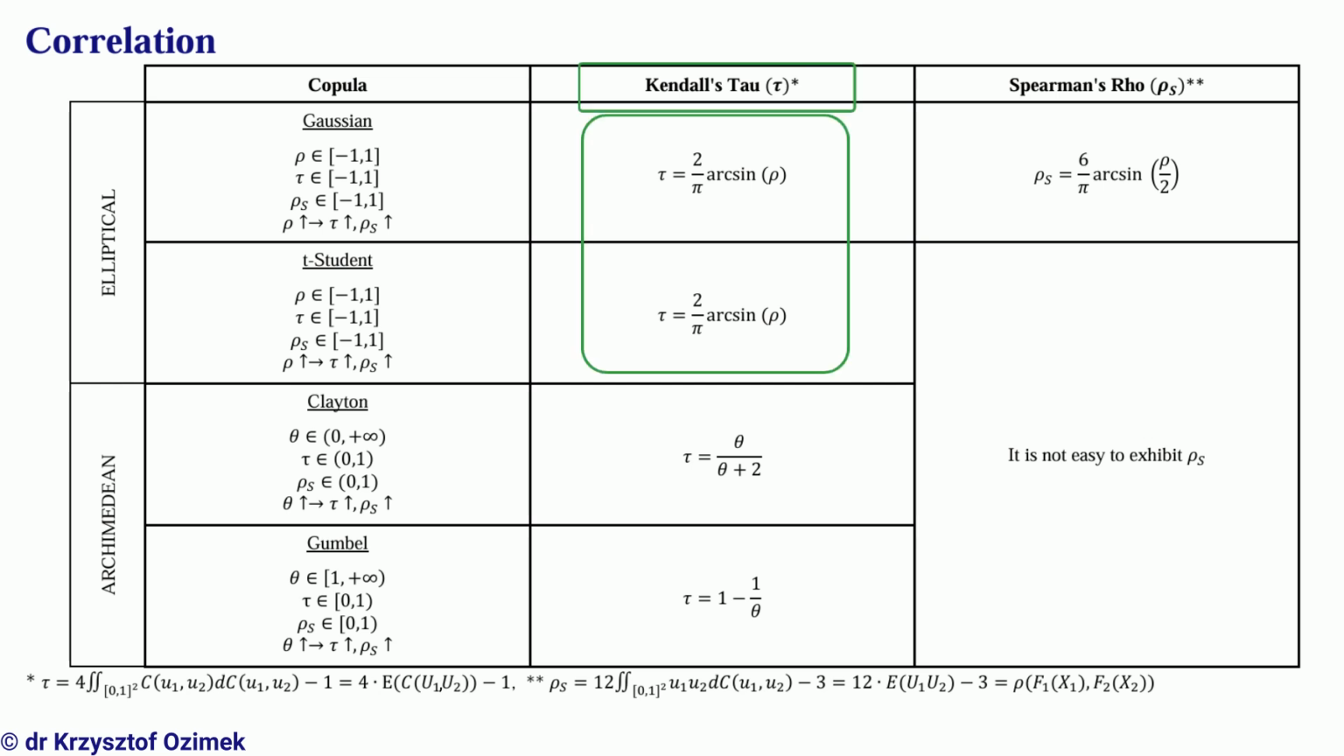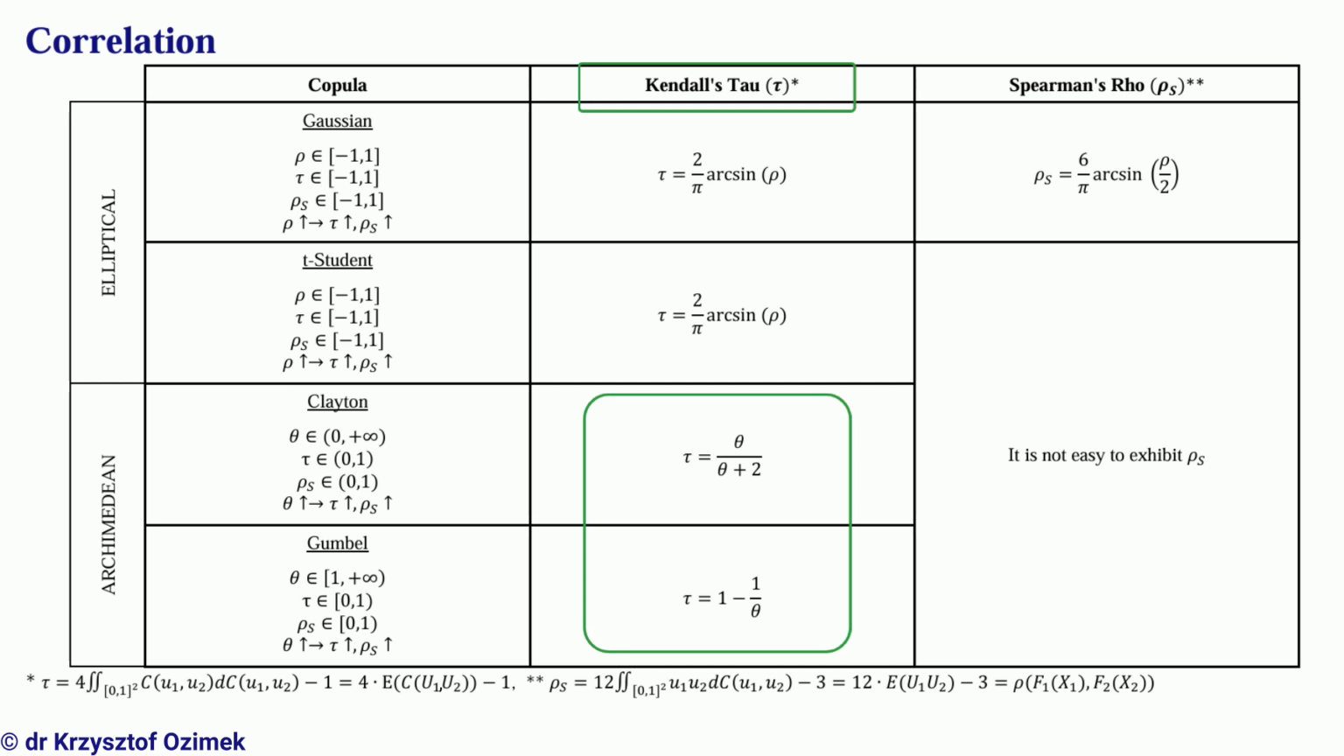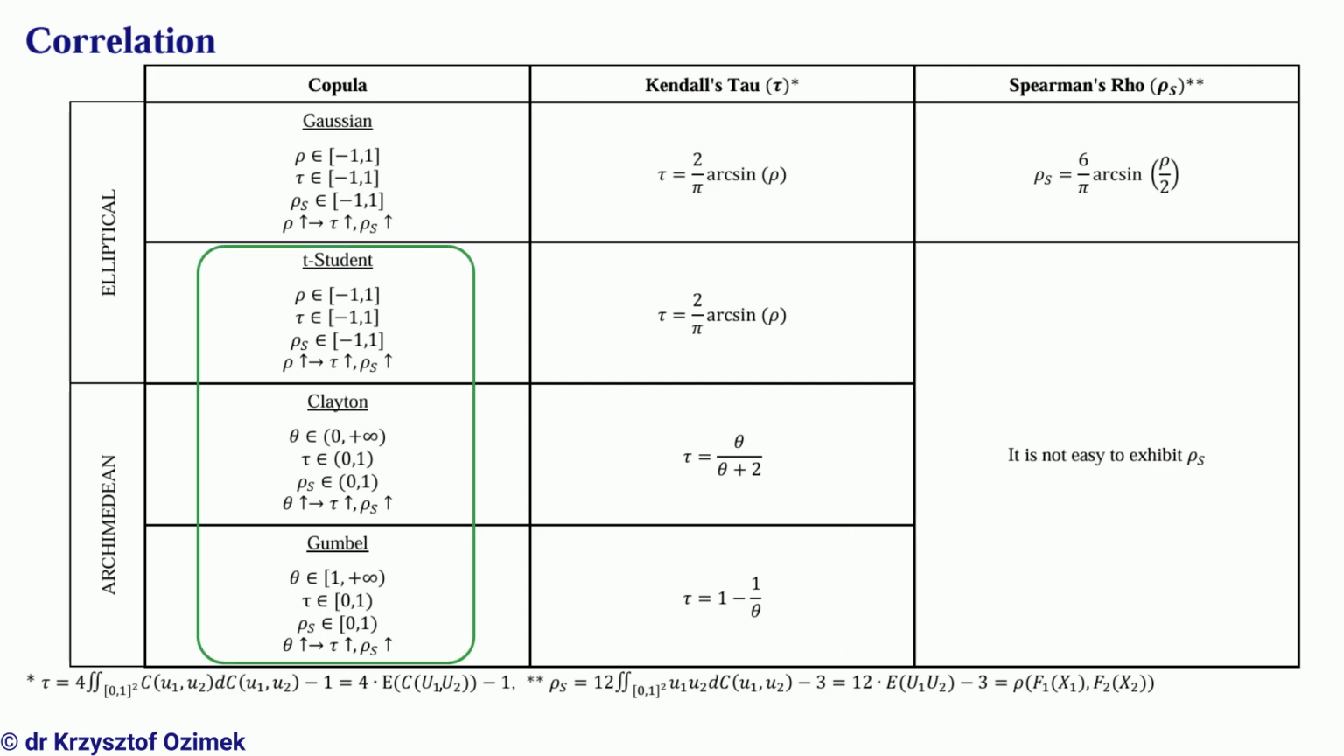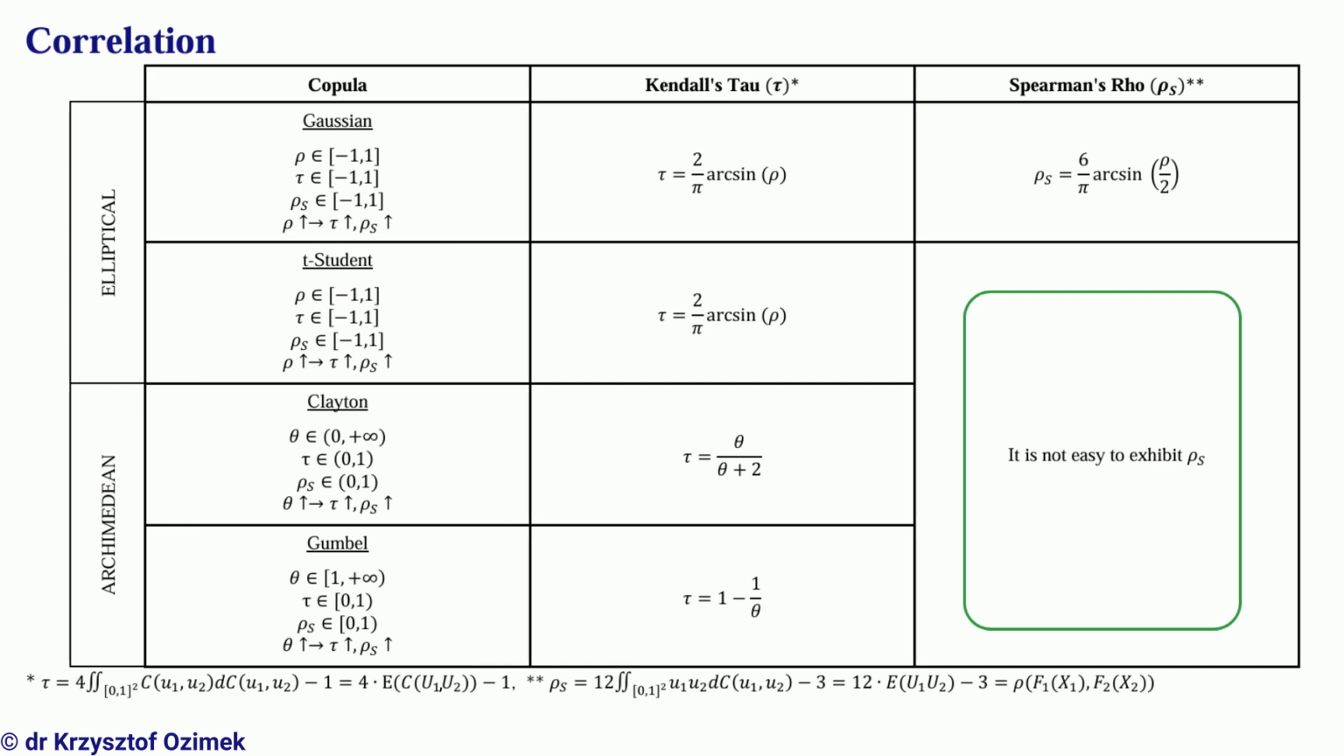In the first two rows, we see how tau depends on rho, which is characteristic of elliptical copulas. Meanwhile, in the last two rows, we observe how tau depends on the theta parameter, which is characteristic of the Clayton and Gumbel copulas. For Spearman's rho, the relationship is relatively straightforward for the Gaussian copula. However, when it comes to the Student's t copula, the Clayton copula, and the Gumbel copula, explicitly showing the relationships between Spearman's rho and the copula parameters is more complex for various reasons.